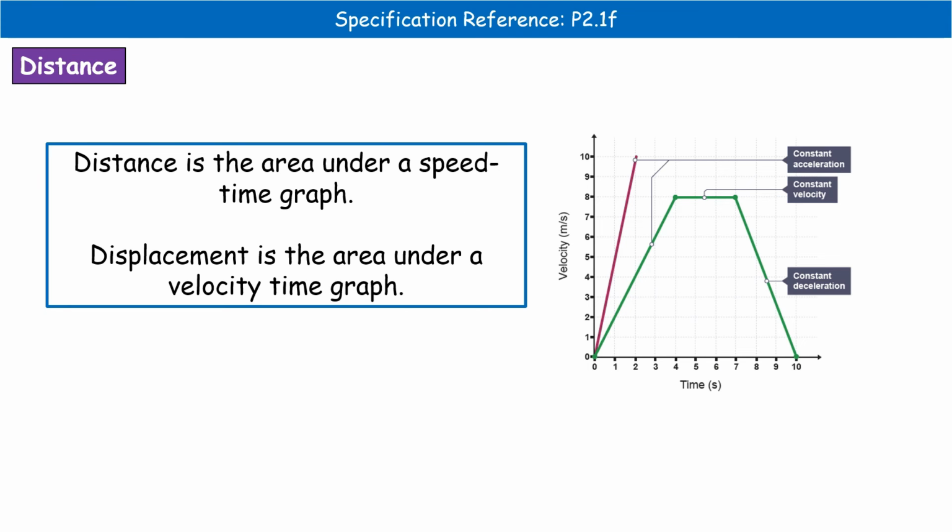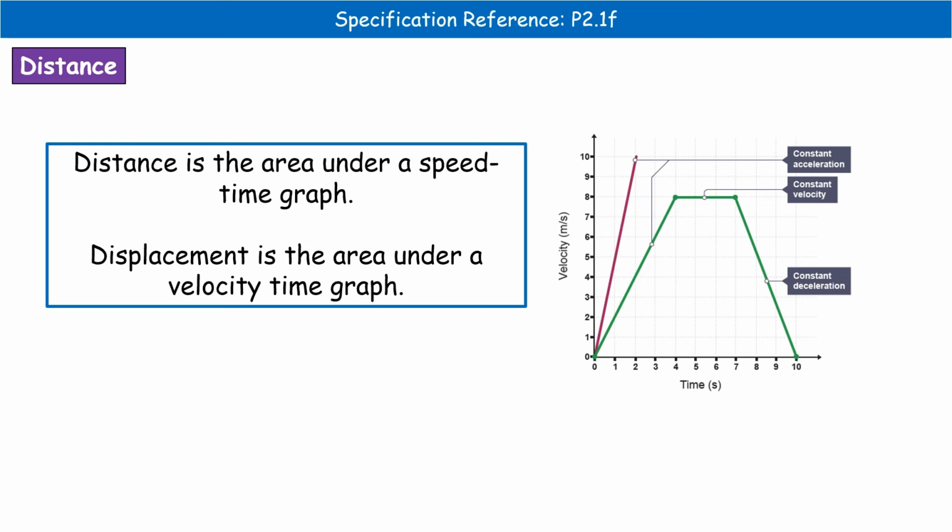They could ask you to calculate distance or displacement, depending on which type of graph they give you. And quite simply, it's just the area under the graph. Now, I don't suggest you try to do this by using any complex formulas, because any shape they give you will be divided up into either triangles or rectangles.